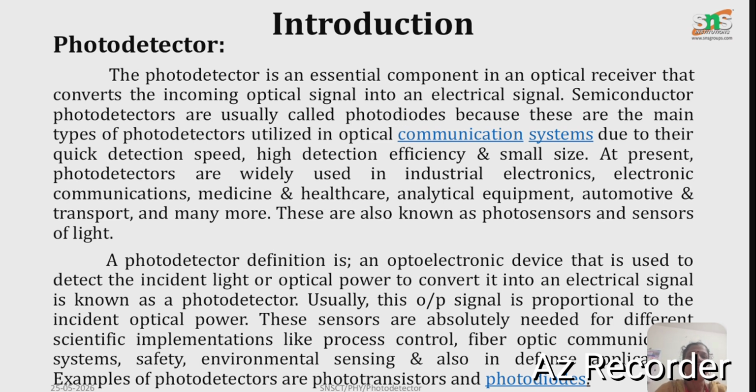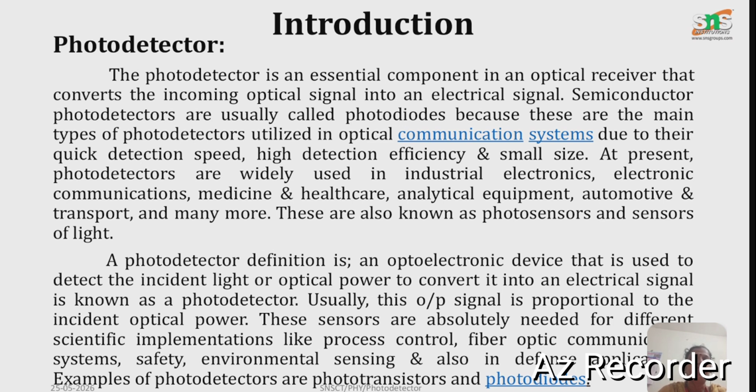Semiconductor photodetectors are usually called photodiodes because they are the main type of photodetectors used in optical communication systems, due to their quick detection speed, high detection efficiency, and small size. At present, photodetectors are widely used in industrial electronics, electronic communication, medicine and healthcare, analytical equipment, automotive and transport, and many others. These are also known as photosensors and sensors of light.